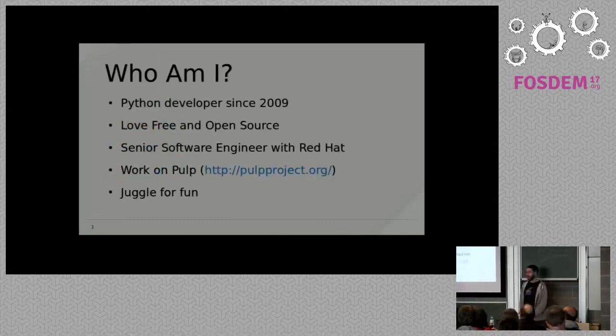So a little bit about myself. I'm primarily a Python developer, and I've been doing that since about 2009. I'm employed by Red Hat, and my primary responsibilities are contributing to Pulp. And in my free time, I like to juggle. So if any of you want to juggle later, you can find me. I have 6 balls in my bag.